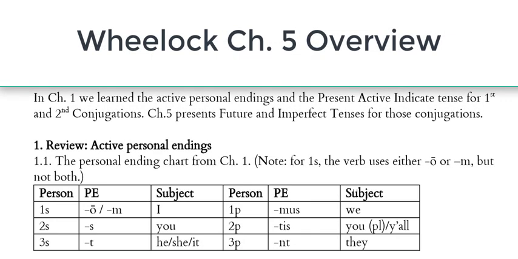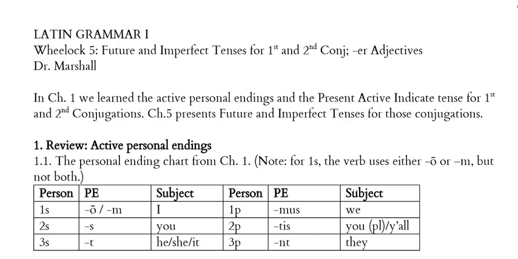Let's take a look at Wheelock chapter 5. In this chapter, we're looking at the future and imperfect active tenses for first and second conjugation, and some adjectives that have -er forms. So we'll get to that at the end of our time.